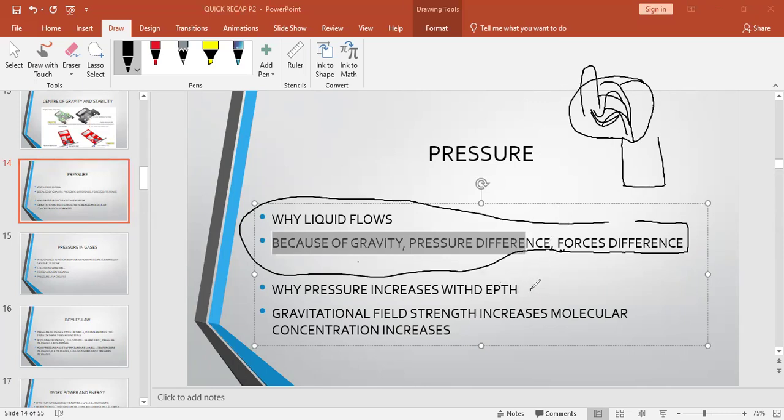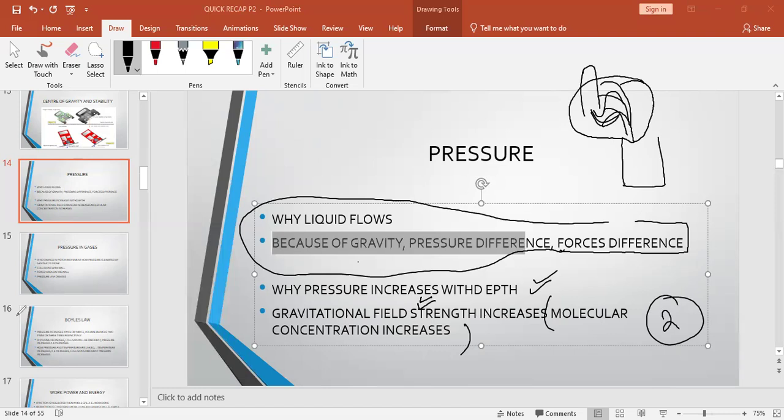Pressure always increases with the depth. Why is it increasing with the depth? Because at the depth, the gravitational field strength increases and the molecular concentration increases. This type of question always comes for 2 marks. So these are the two reasons. Okay.